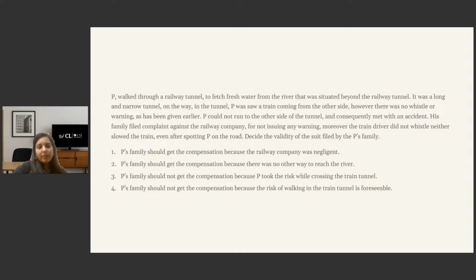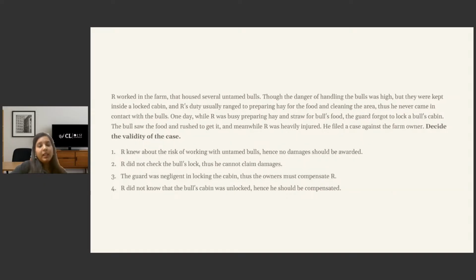His family filed a complaint against the railway company for not issuing any warning. Moreover, the train driver did not whistle, nor slowed the train, even after spotting P on the track. Decide the validity of the suit filed by P's family. The answer is going to be A. P's family should get the compensation because the railway company was negligent.